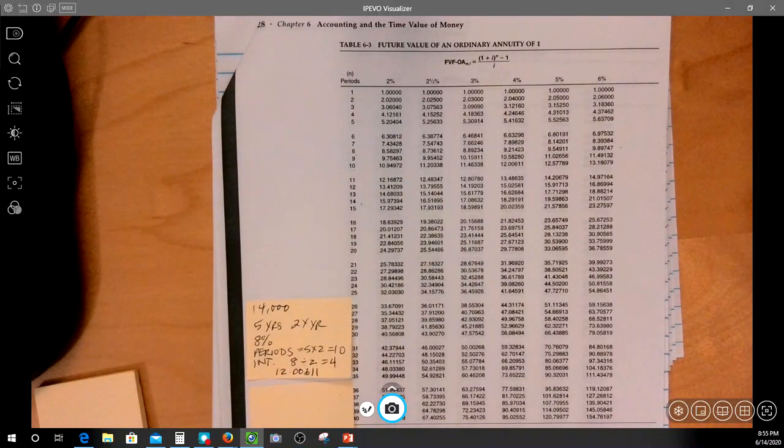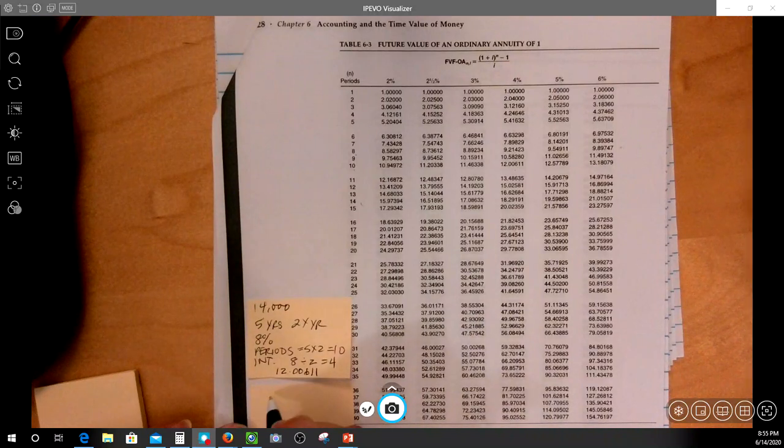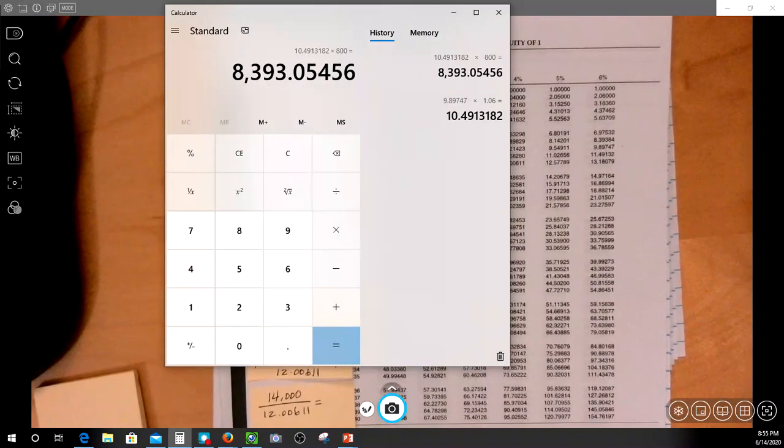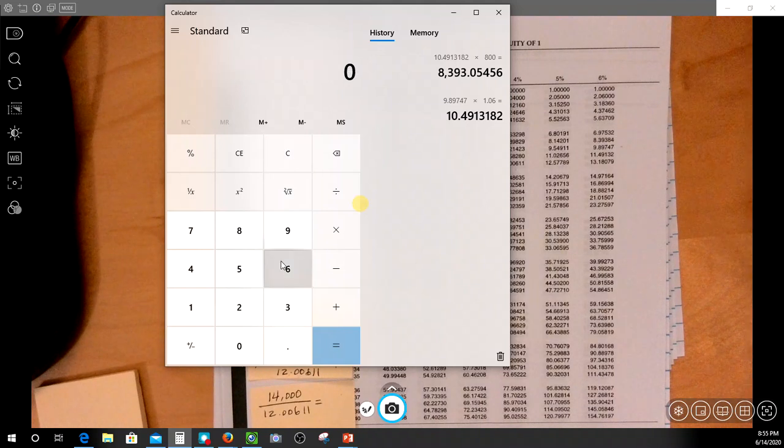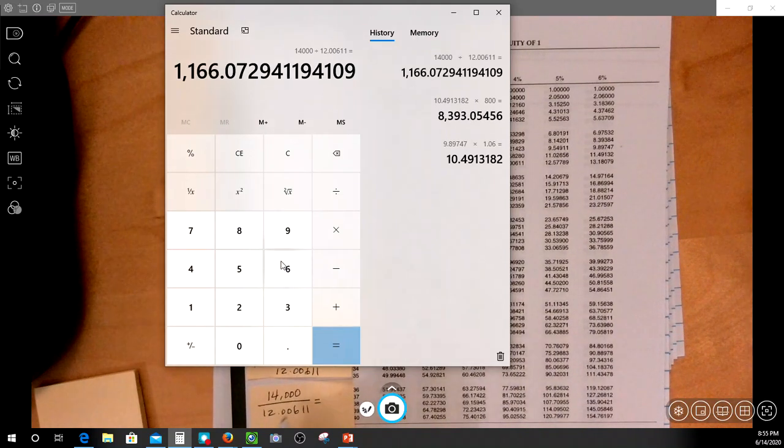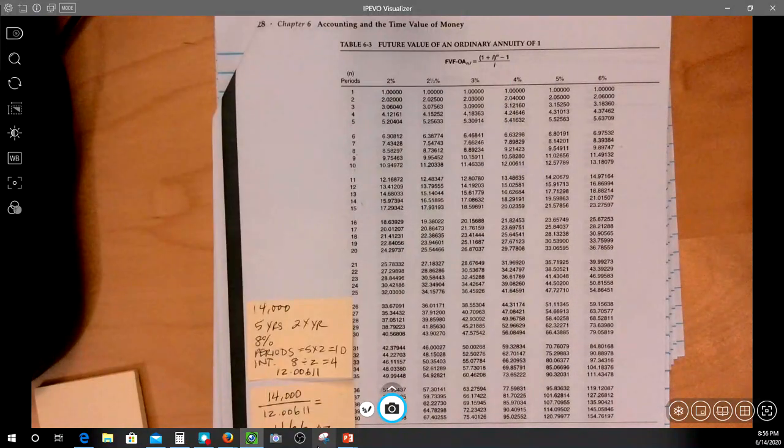Then, in this case, we're going to do a little bit of division. What we have to do at this point is take the amount that we want to save and divide it by our factor. This is going to be the amount that we need to save each one of those periods. So 14,000 divided by 12.00611 is 1166.07. That is how much we want to save.